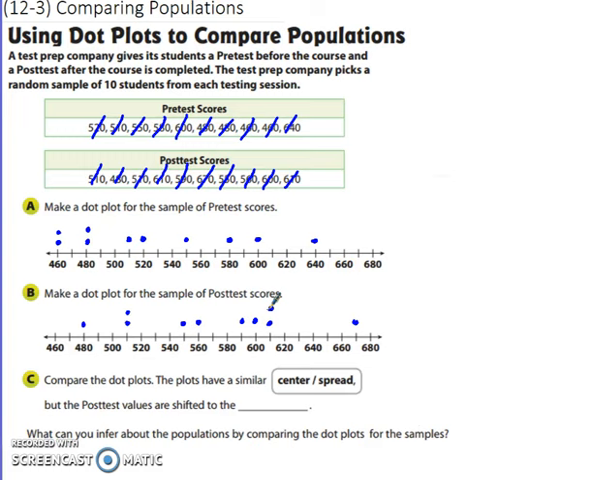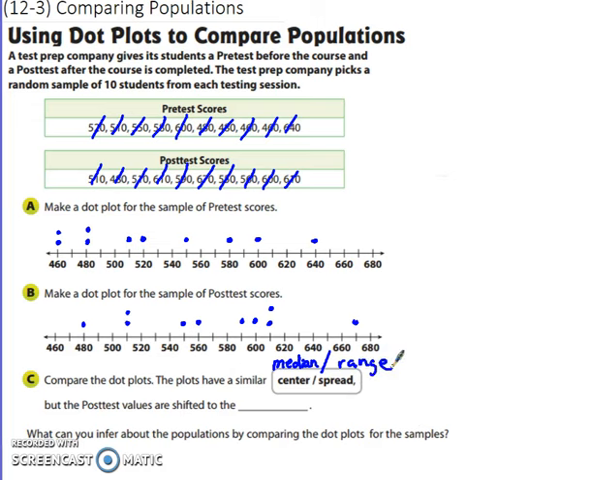Now it says compare the dot plots. The dot plots have a similar center and a similar spread. Well, remember our vocabulary words. Center is a key word for median. So write down median above that. And spread is a key word for range.